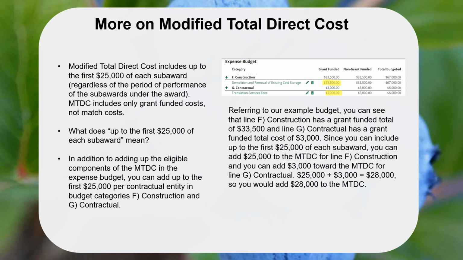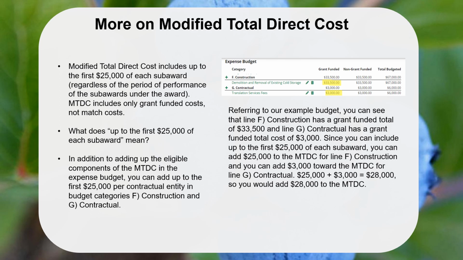So what does up to the first $25,000 of each subaward mean? It means that in addition to adding up the eligible components of the MTDC and the other categories expense budget, you can also add up to the first $25,000 per contractual entity in budget categories F construction and in category G contractual. These are the special rules mentioned a couple of slides prior. Let's take a look at it.